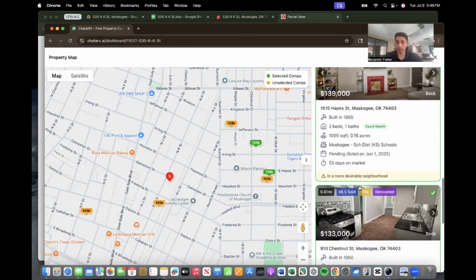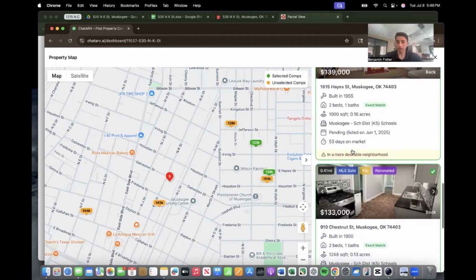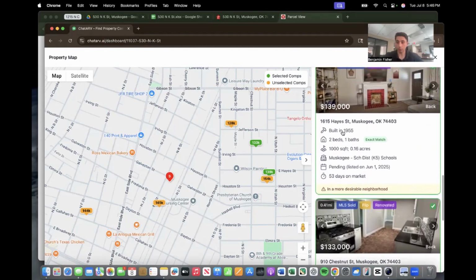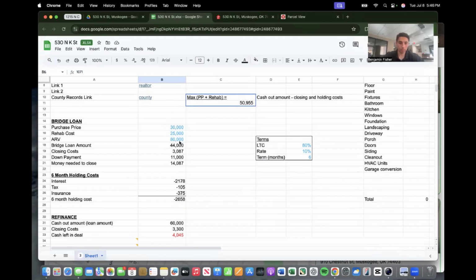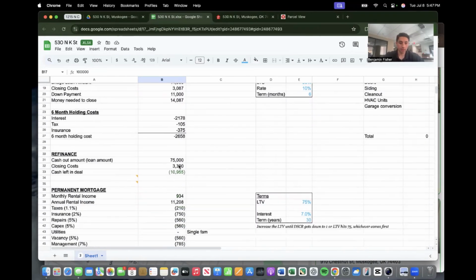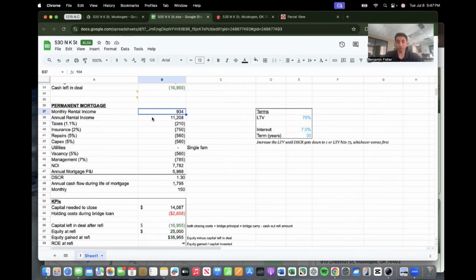Just to be conservative, I think it's fair to say that I'd get at least 100, right? If this sold for 140 and it's just a couple blocks over, I'm comfortable being conservative and saying the ARV, after repair value, that after we fix it up, it's going to be worth 100,000. Now we've got to get the rent. We've got to figure out if it cash flows, right?